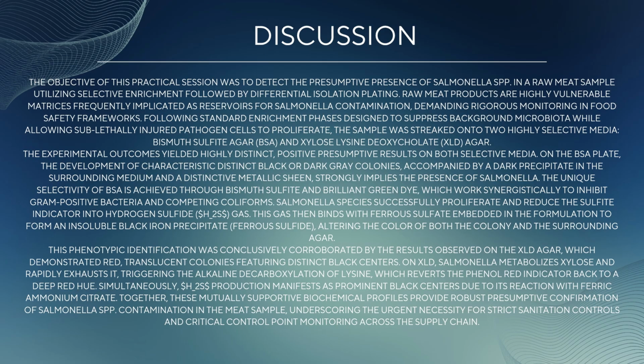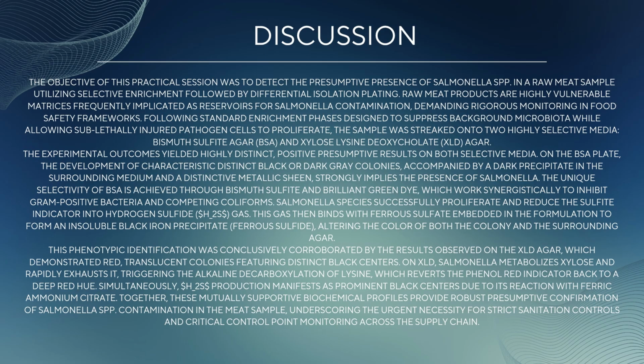The unique selectivity of BSA is achieved through the bismuth sulfite and brilliant green dye, which work synergistically to inhibit gram-positive bacteria and competing coliforms. Salmonella species successfully proliferate and reduce the sulfite indicators into hydrogen sulfide gas. This gas then binds with ferrous sulfate embedded in the formulation to form an insoluble black iron precipitate, altering the color of both the colony and the surrounding agar.